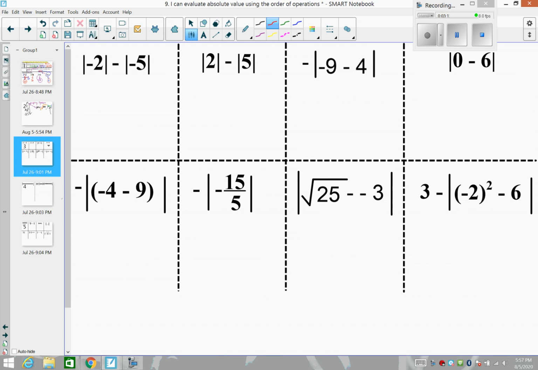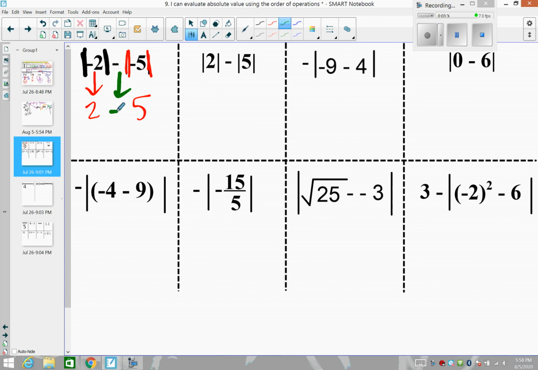All right, so let's take a look at these examples. I'm going to do this page with you. Left to right, we know that this is a grouping symbol, so we have to do the inside first. So inside of there, how far away from 0 is -2? It's 2 units away. How far away from 0 is -5? It's 5 units away. If we haven't used it, drag it down.